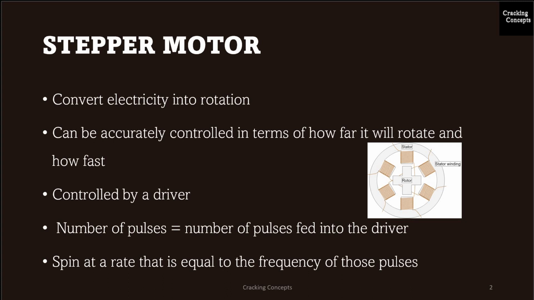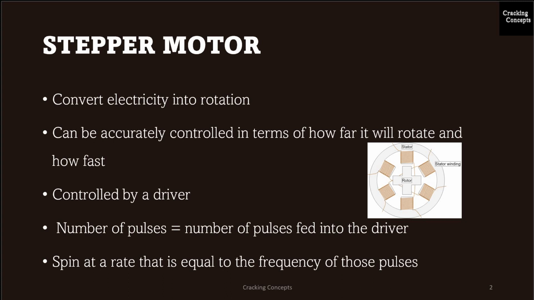Stepper motors are controlled by a driver which sends the pulses into the motor, causing it to turn. The number of steps the motor turns is equal to the number of pulses fed into the driver. The motor will spin at a rate that is equal to the frequency of those same pulses.